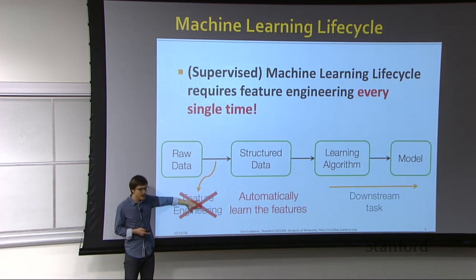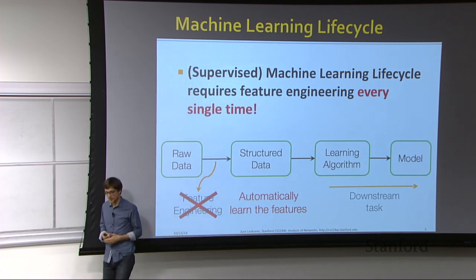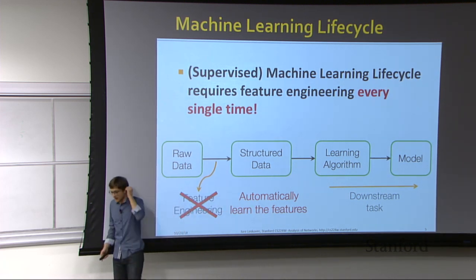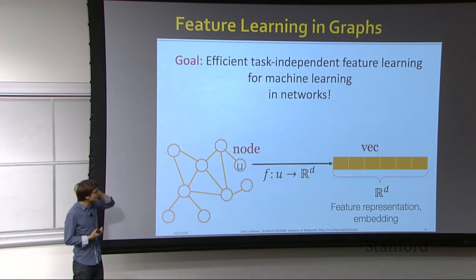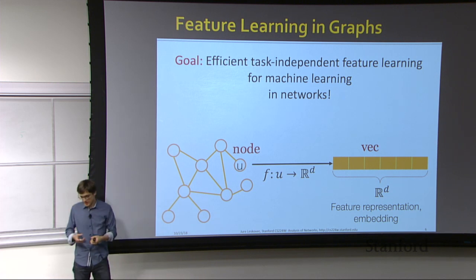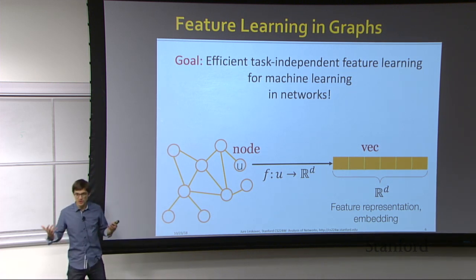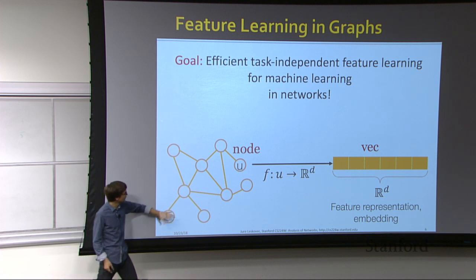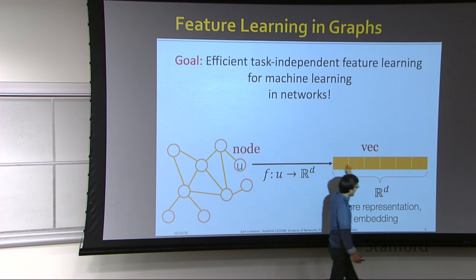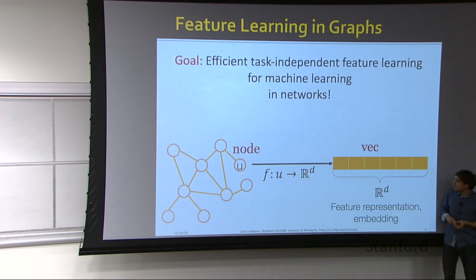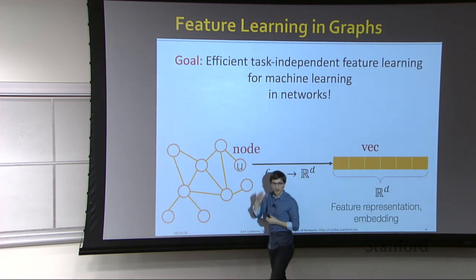And what we'd like is to skip this step of feature engineering and automatically learn those features. The way we want to think about this is that we want to do task-independent feature learning in networks. What we will try to do is take a network and map every node in the network into some vector of numbers. We will call this vector of numbers an embedding, or a feature representation; it will be some latent vector describing a node in the graph.